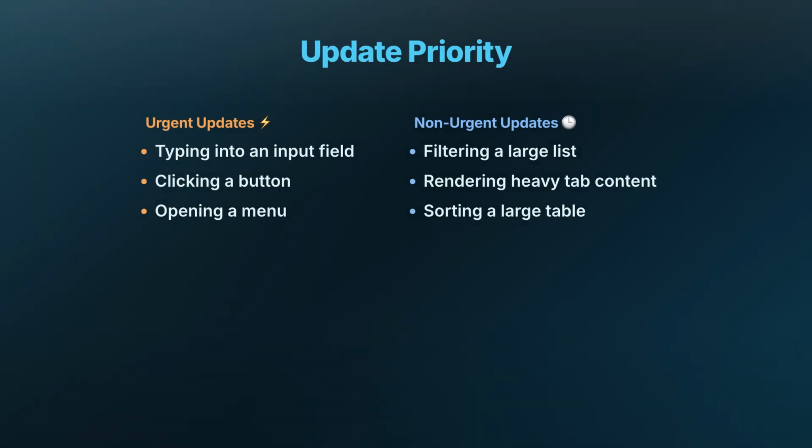Not all UI updates have the same priority. Some of them should happen immediately, for example, typing into an input field or clicking a button. These are urgent updates. Other updates can wait a little longer, for example, rendering a large list or a content-heavy tab. These are non-urgent updates. Transitions let us mark those updates as lower priority, so React can respond to user interactions first.